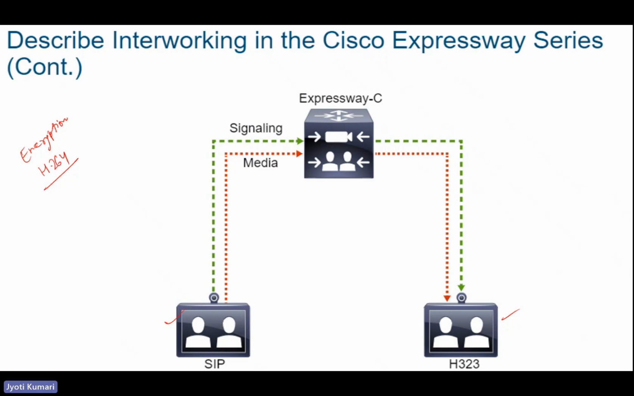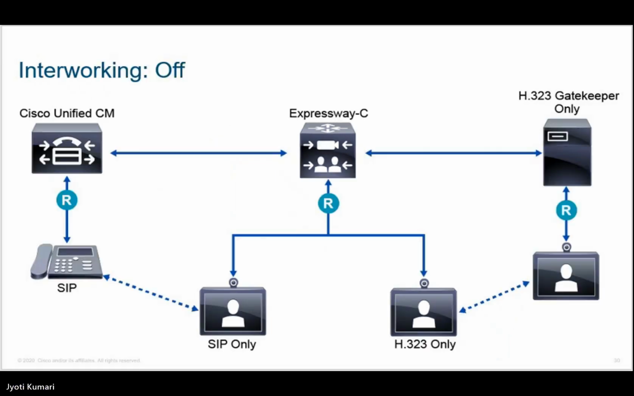Then Expressway also does not do the transcoding or translating of the media. That is a separate, different function for different devices, transcoders. It just simply adjusts the payload and then passes it on to the other device for performing the interworking. So these are the various options in interworking that we just went through.